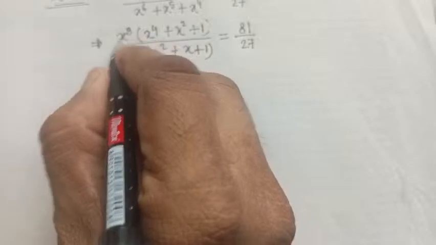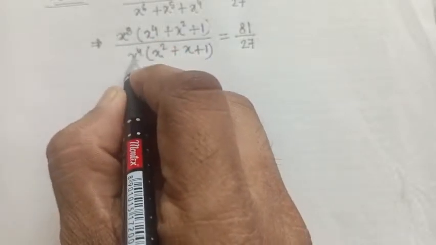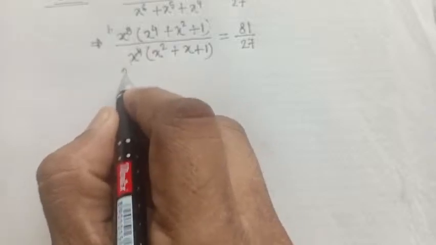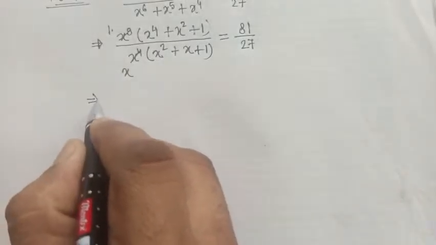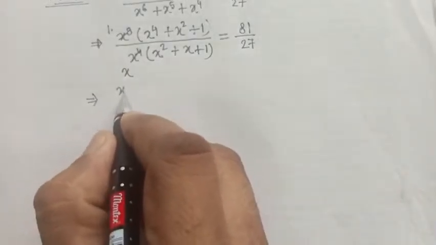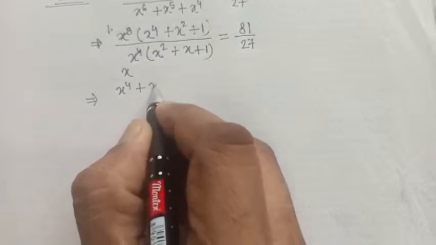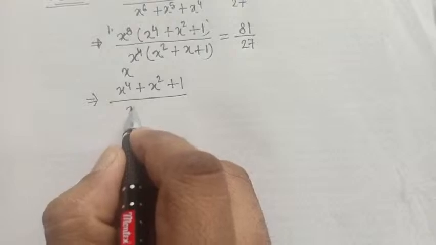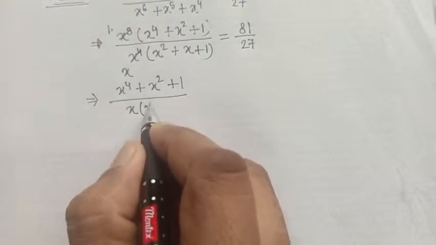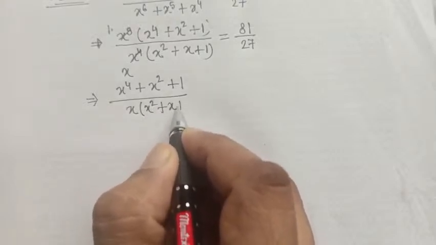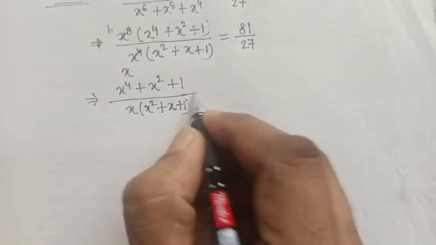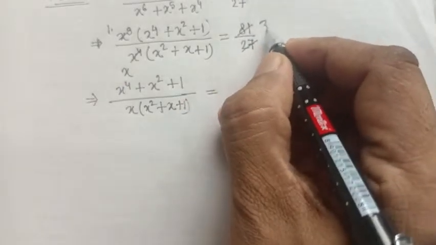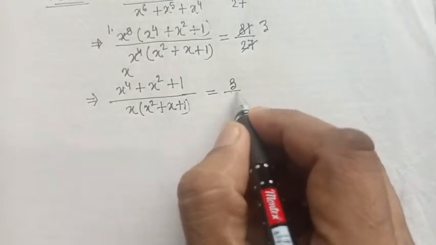Now here we cancel out x cubed, it will be 1 and it will be x. Then the rest will be x to the power 4 plus x squared plus 1, by x into x squared plus x plus 1, and 81 by 27 will cancel out to 3. So we can write here 3 by 1.